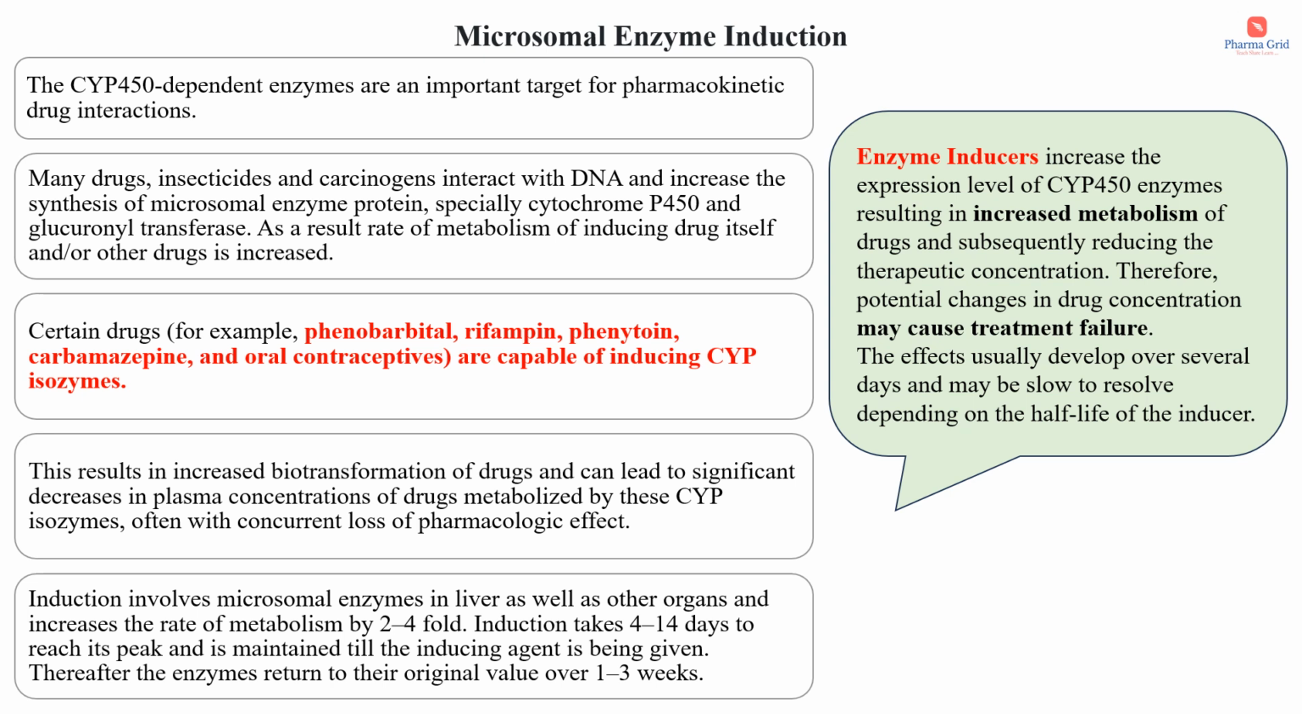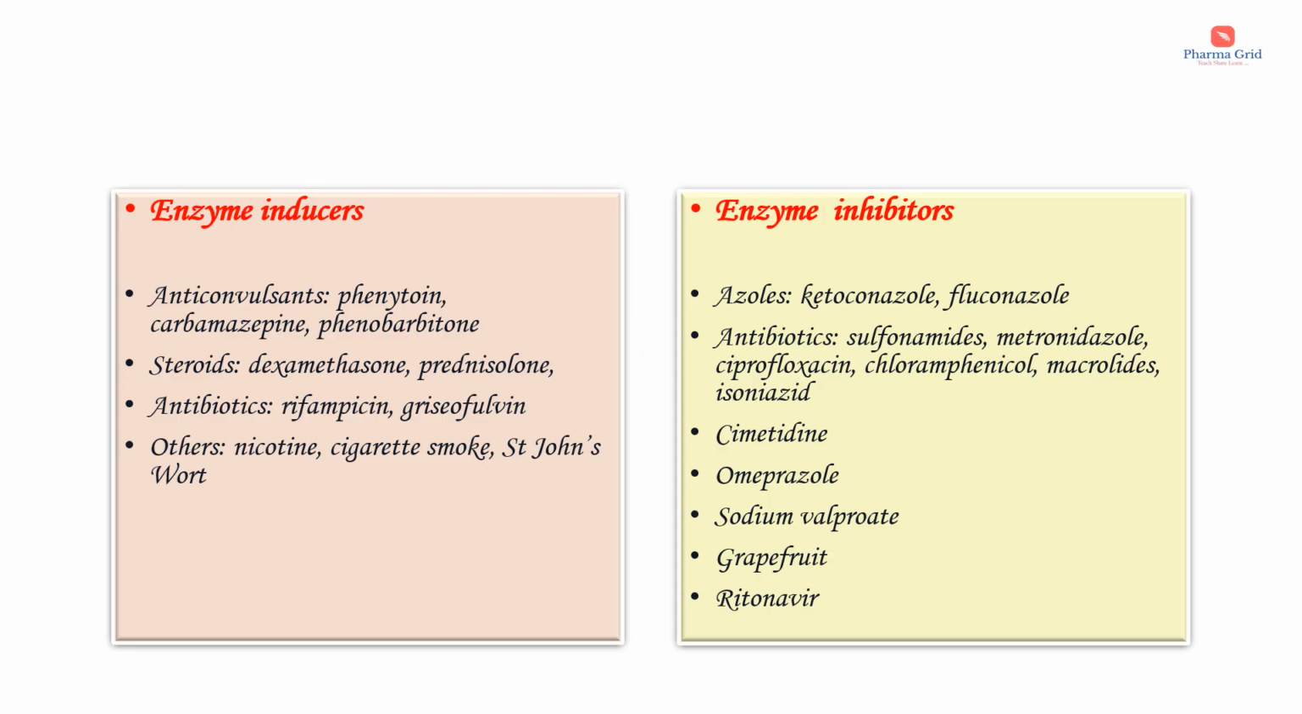Examples of enzyme inducers include phenobarbital, rifampin, phenytoin, carbamazepine, etc. So examples of enzyme inducers include anticonvulsants such as phenytoin, carbamazepine, phenobarbital, then steroids including dexamethasone, prednisolone, then antibiotics such as rifampicin, griseofulvin, then other agents including nicotine, cigarette smoke, St. John's wort. St. John's wort is also known as Hypericum perforatum. Okay, it is a herbal medicine.